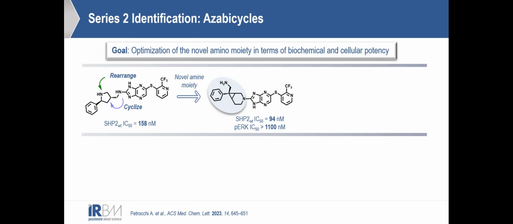And there we decided to do a cyclization, a rearrangement, and arrive at this kind of cyclic amine. So this compound was made for sure by nucleophilic substitution. We got our compound, and as you can see here, we observed a slightly improved potency, but again it was a suboptimal potency. And here our exploration started again.